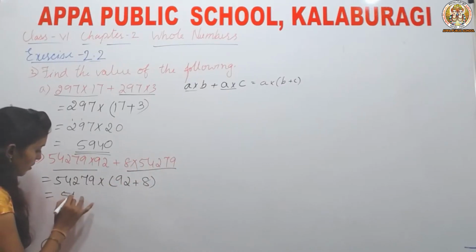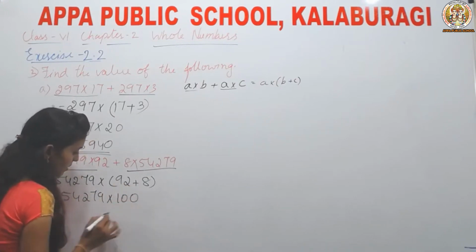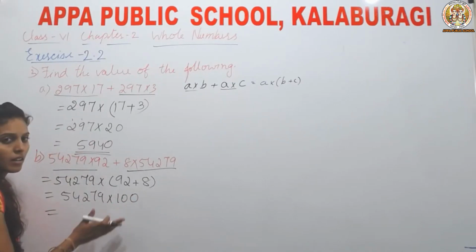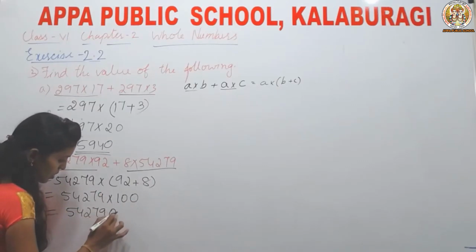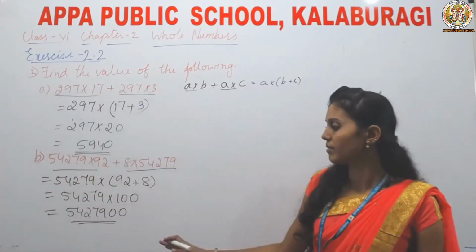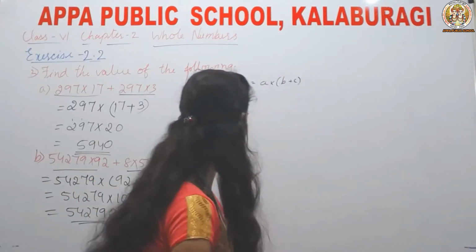Now, 54279 into 100. Multiplication with 100 is very easy. Same number with 2 more zeros. So 54279 over. Okay, very easy number, right? Yes. We'll go for the next one.